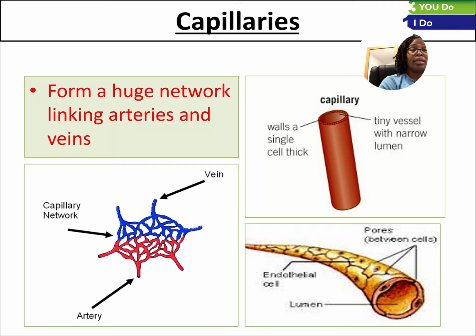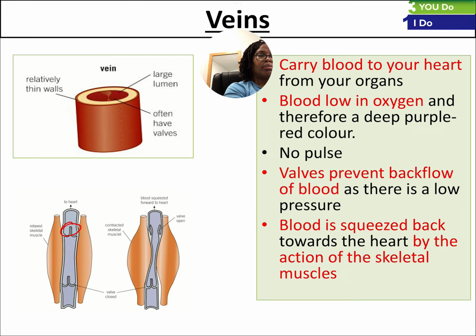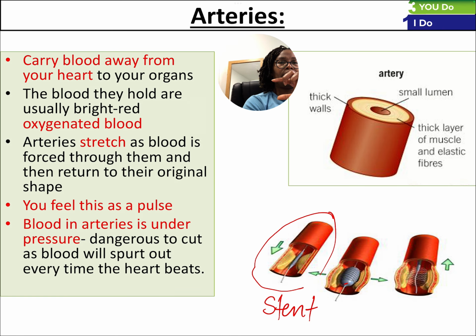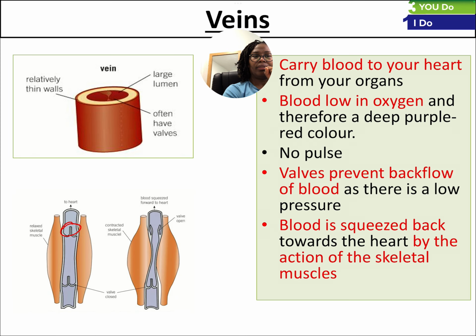They're so thin that this allows it to reduce the diffusion distance, the distance that the substances need to travel across in order to get into our cells. So the capillary is a quite thin, tiny vessel with narrow lumen. Veins have large lumen, so a large hole through which the blood travels through. And the artery has small lumen, thick muscular walls, and they're elastic in nature.